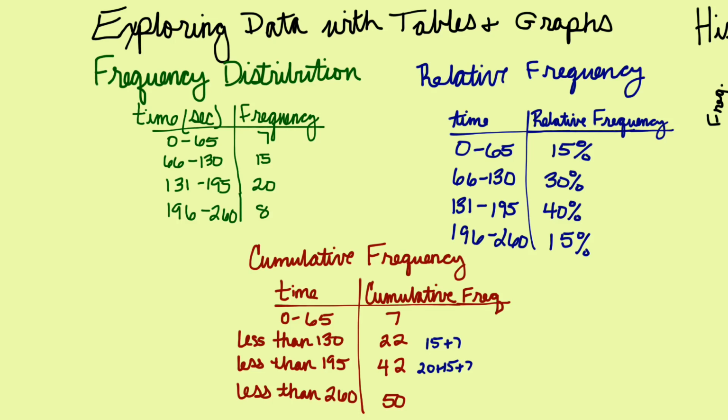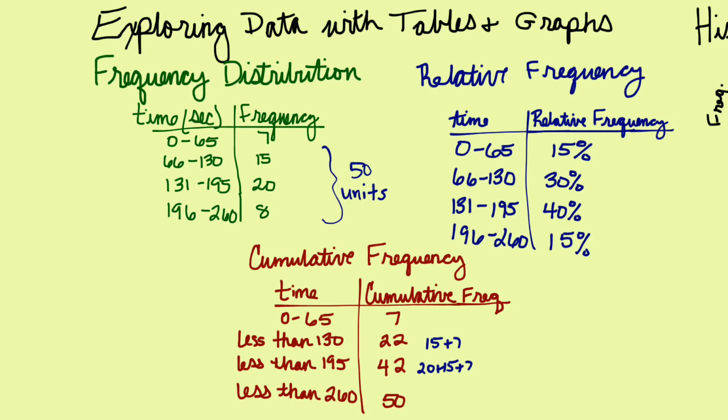Relative frequency distribution is basically a different way of looking at the frequency distribution, except now it talks about percents. Percent is basically a representation of a part to a whole. So if we're looking at our data, if we did 7 plus 15 plus 20 plus 8, there is a total of 50 units.